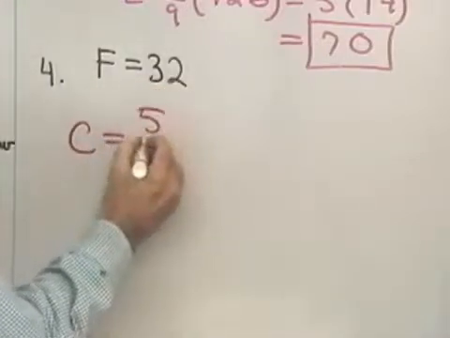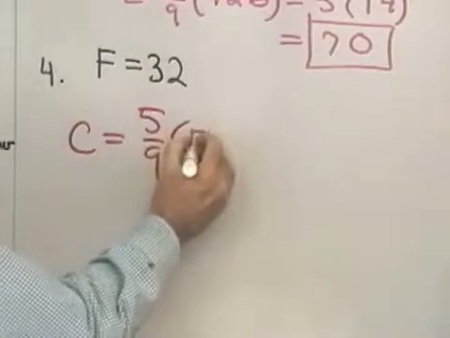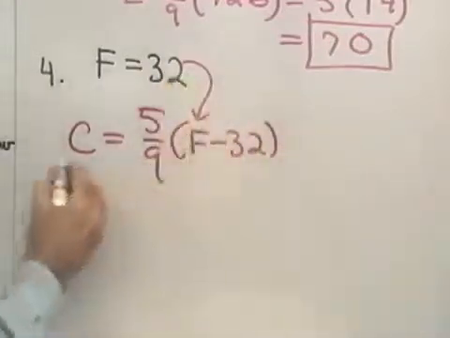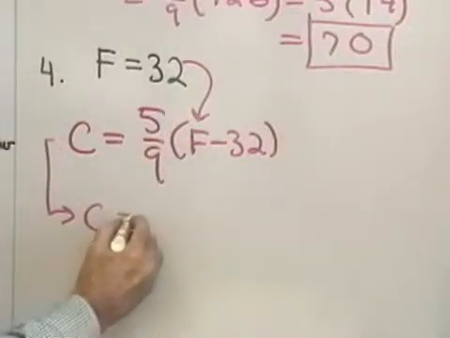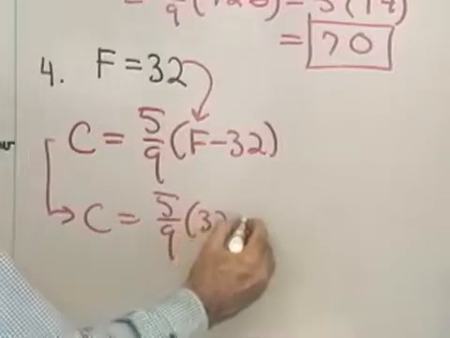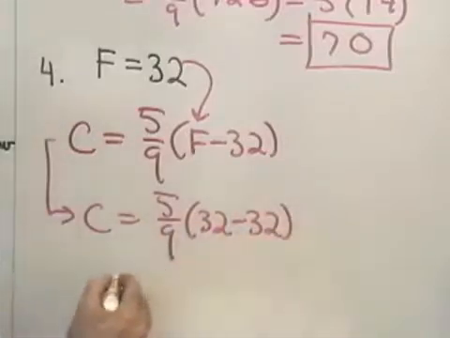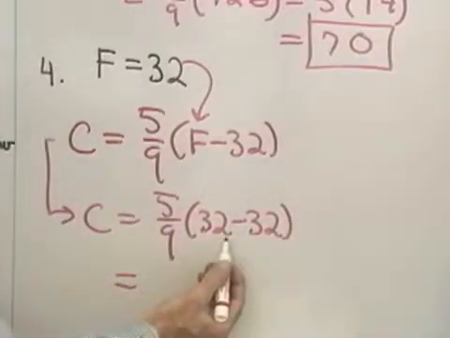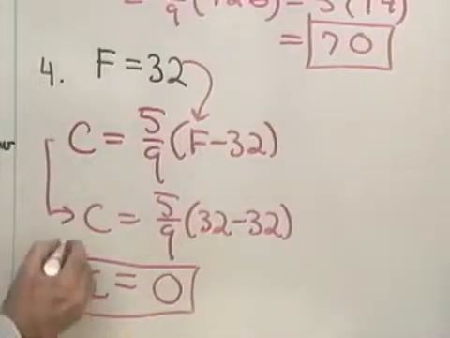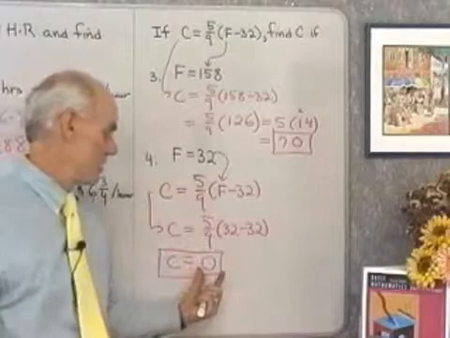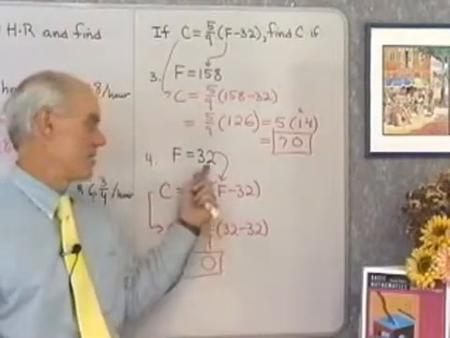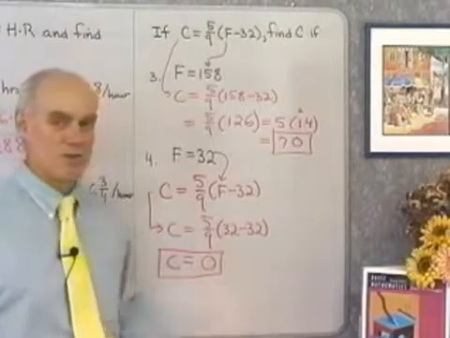C is equal to 5/9 times F minus 32. So I take 32 and substitute it in for F. That gives me C equal 5/9 times 32 minus 32. That will be 5/9 times 0, which will be 0. So a Fahrenheit temperature of 32 degrees corresponds to a Celsius temperature of 0 degrees, and that's true. Water freezes at 32 degrees Fahrenheit and 0 degrees Celsius.